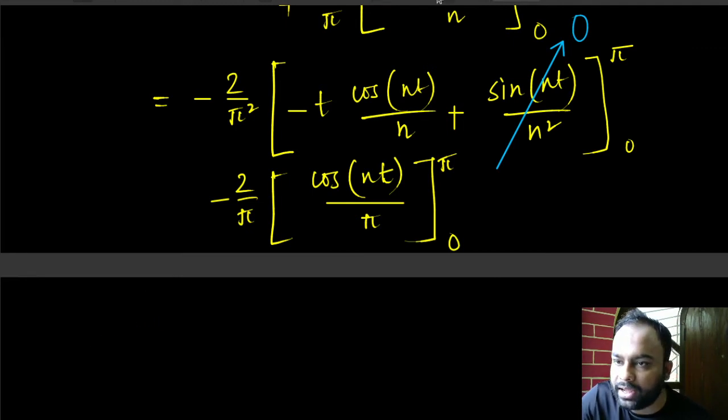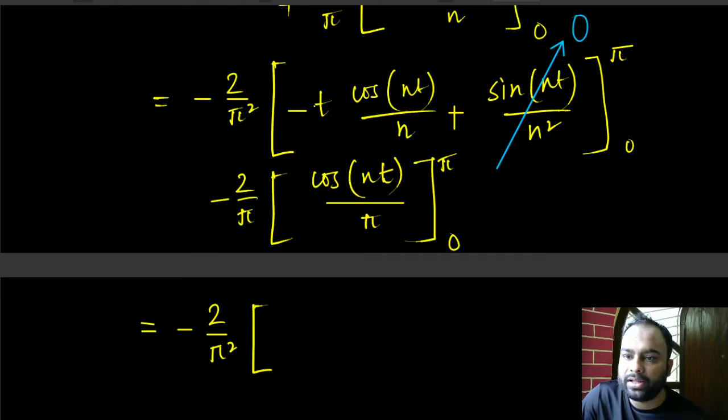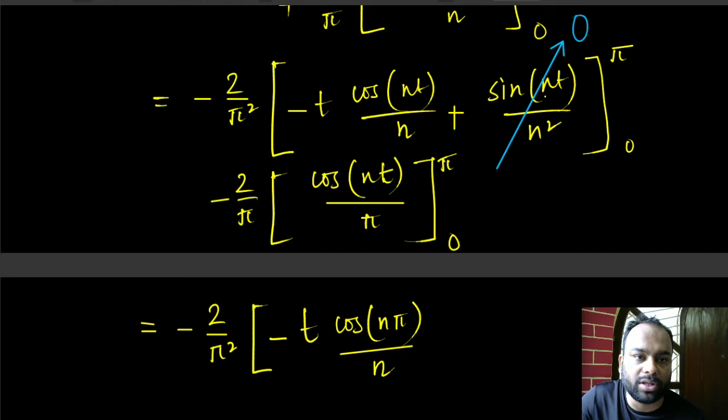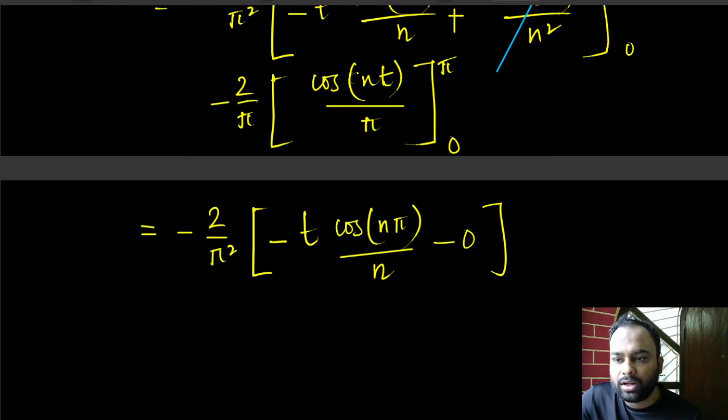So let me simplify even further by putting the upper limits and lower limits, right? So now if I put the upper limit and lower limit, I have minus 2 by pi square, okay? Now I'm putting the upper limit here, so I have minus t, and cos n pi divided by n. Now if I put the lower limit, if I put t equal to 0, then this portion becomes 0, because I have a t multiplied here, right? So I have a minus 0. Done with the first portion. And what about the second portion?